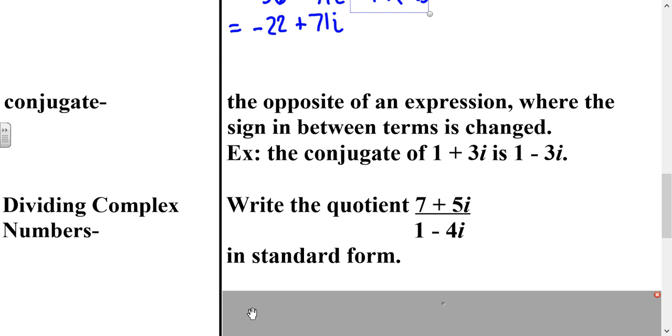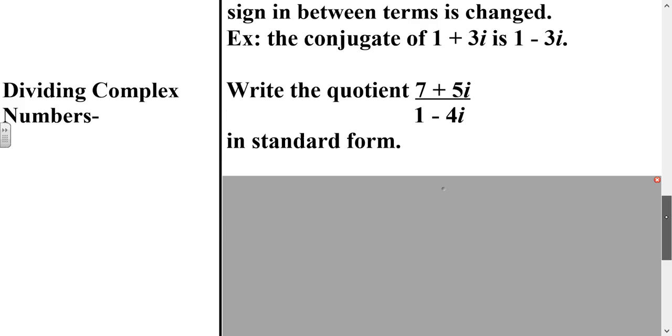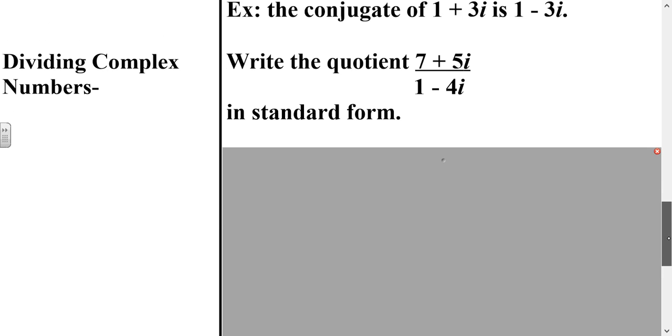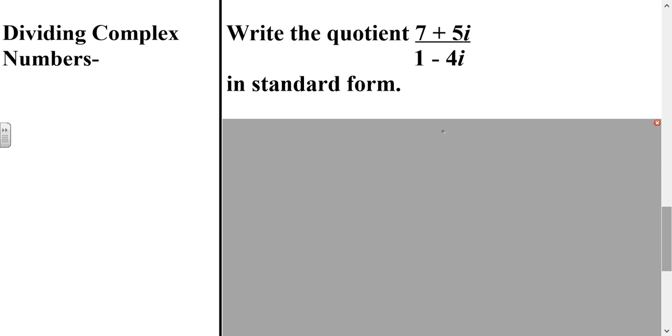So it says write the quotient 7 plus 5i over 1 minus 4i in standard form. So what that means is we have to have it as one number. Now, in order to do this, we want the bottom of our fraction to be a rational number. So we don't want any imaginary units in the bottom. So to cancel that out, you have to multiply by what's called the complex conjugate.